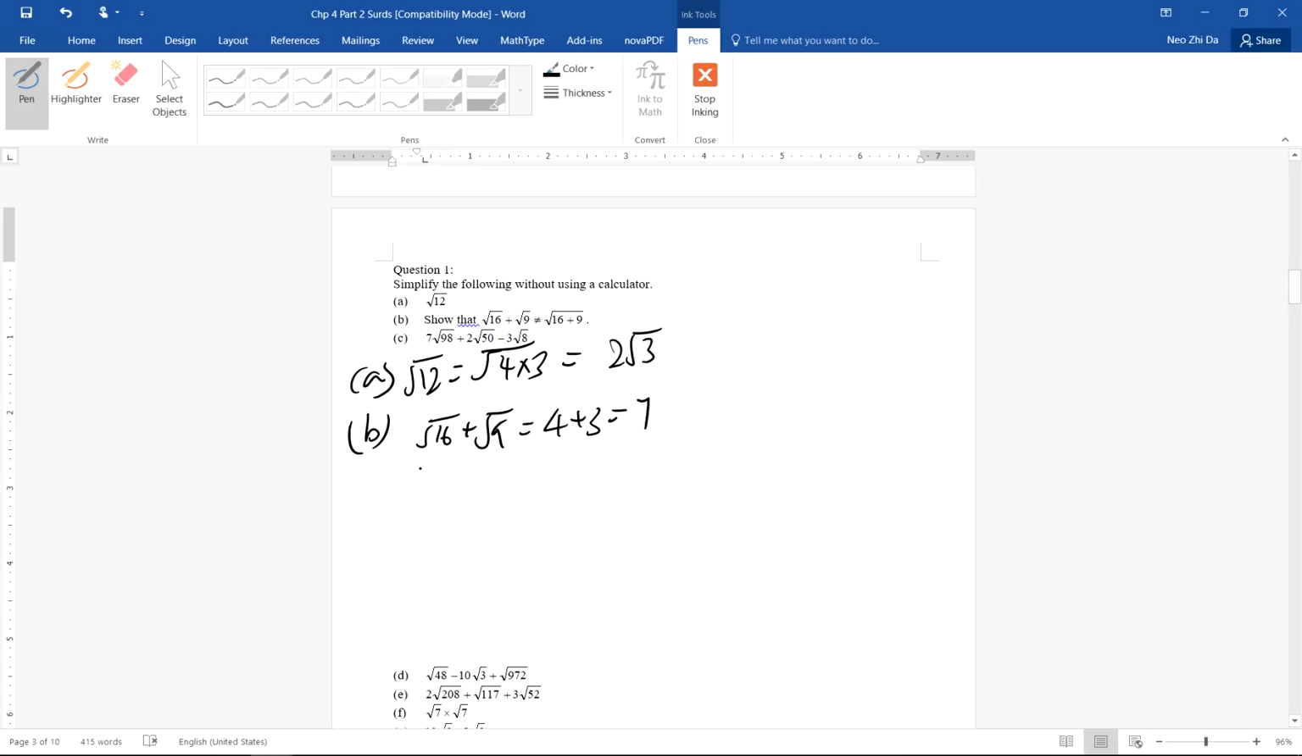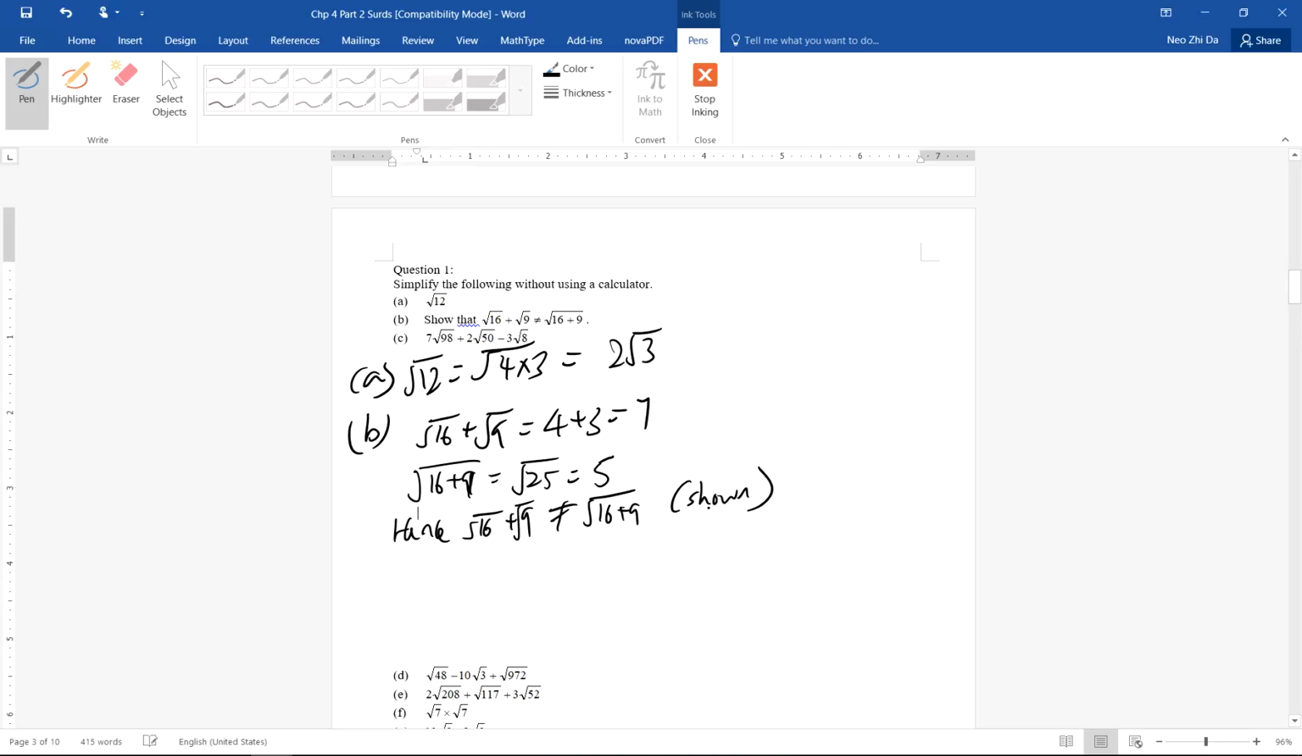Then when you do this, square root 16 plus 9, you must add the things inside first, then you can square root. 16 plus 9, answer is 25. Square root 25, answer is 5. Now we see that they are not the same. Hence, not equal to this.